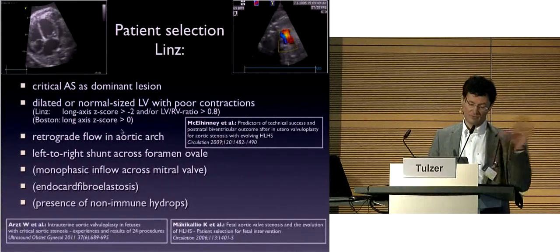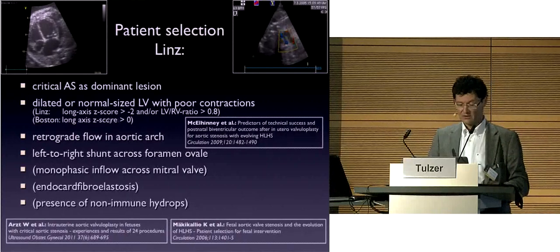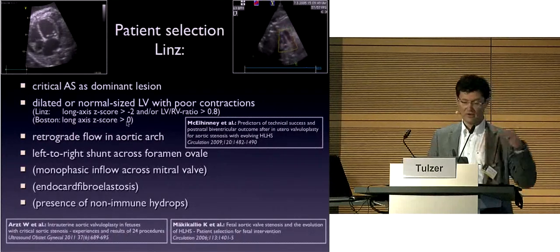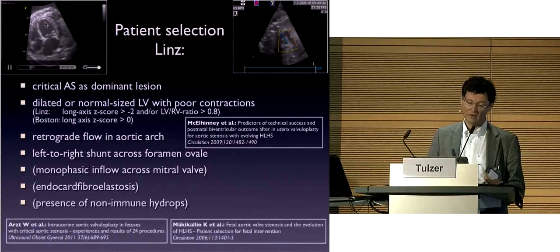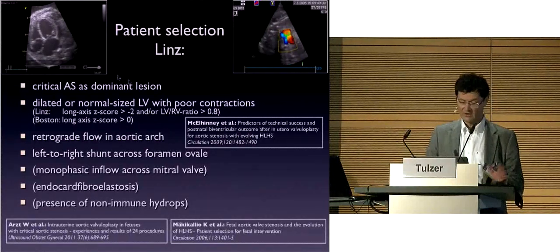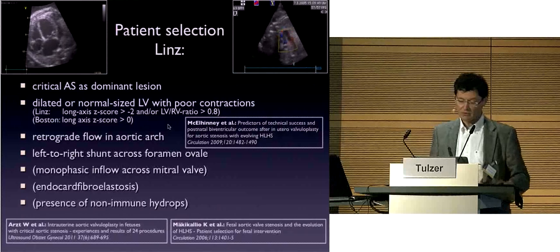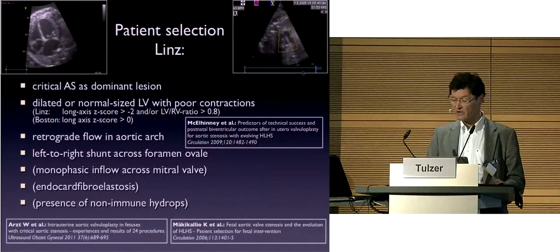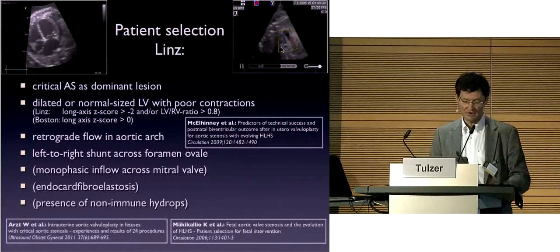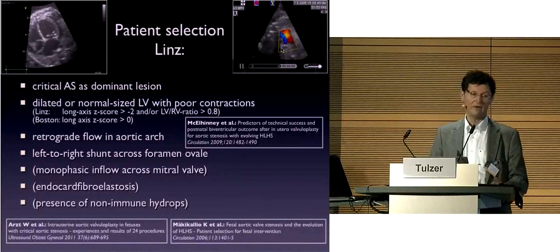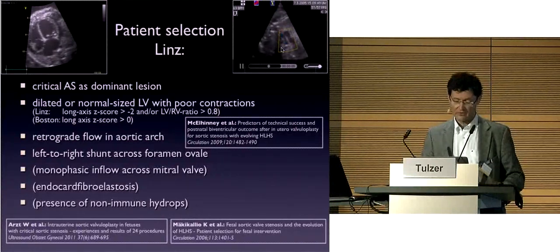Boston has a Z-score of 0 as the lower limit. Z-score, it's a long axis from the apex to the mitral valve. Of course, we want to have this retrograde flow in the aortic arch as a sign that this is a ductal-dependent systemic circulation. We want to have this left to right shunt across the foramen ovale.